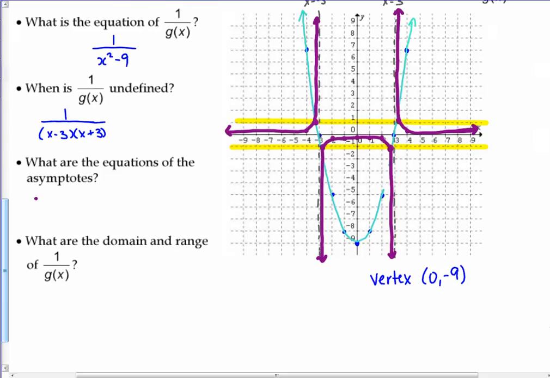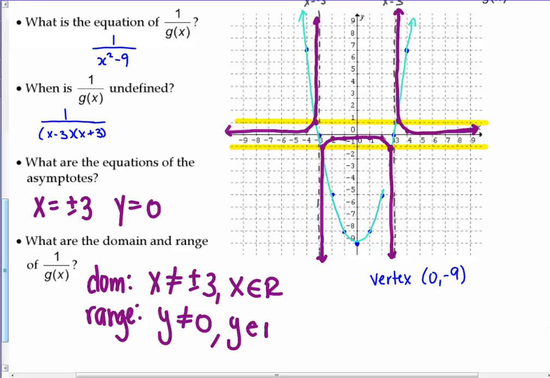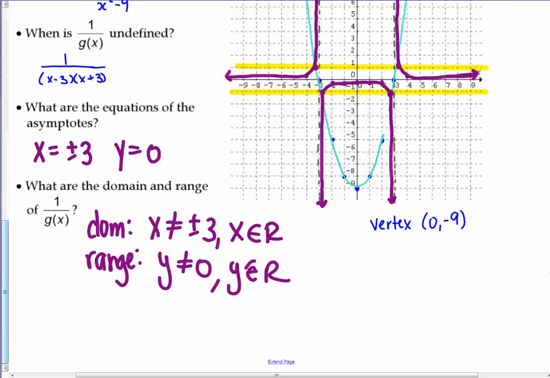Okay, what are the equations of the asymptotes? x equals plus or minus 3, y equals 0. Domain. Okay, nothing special. All right, let's turn the page. Get that down, turn the page.